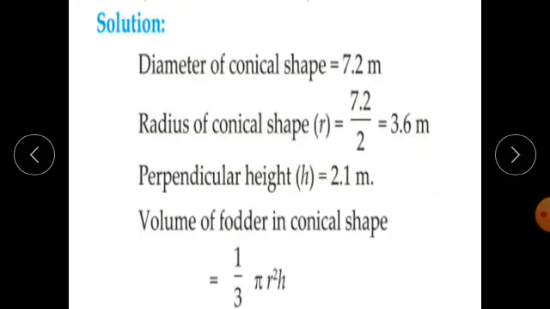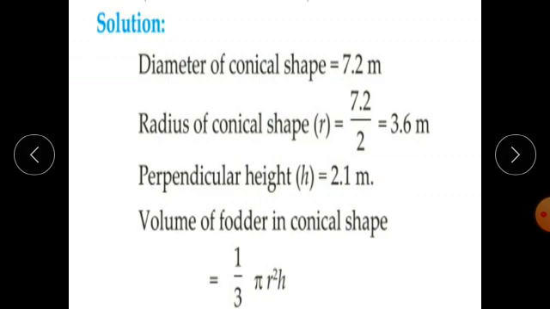Solution. Diameter of conical shape equal to 7.2 meter. It is given. Therefore, radius of conical shape equal to 7.2 divided by 2 equal to 3.6 meter. Perpendicular height is given 2.1 meter. The height of the cone is 2.1 meter. So perpendicular height, that is h, equal to 2.1 meter.